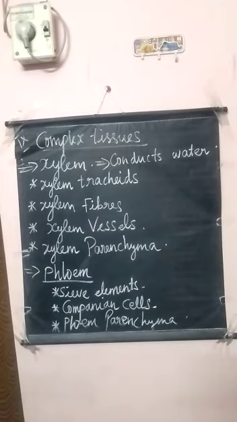Then xylem parenchyma. Xylem parenchyma cells are thin walled cells. They are living cells. All the others are dead cells, but this xylem parenchyma is a living, thin walled cell. The main function of xylem parenchyma is to store starch and fatty substances. That function is important, since all the others are conducting water and minerals and providing mechanical support.